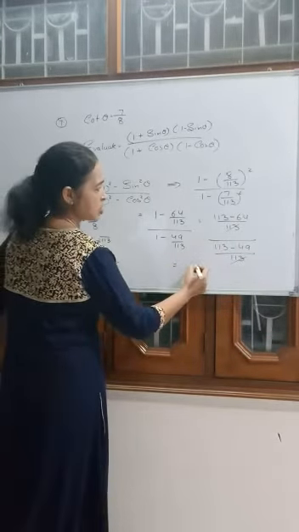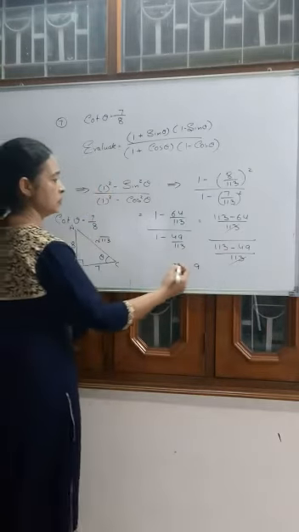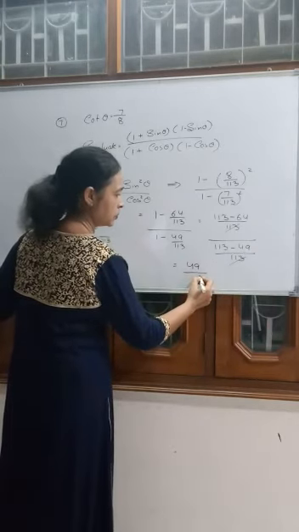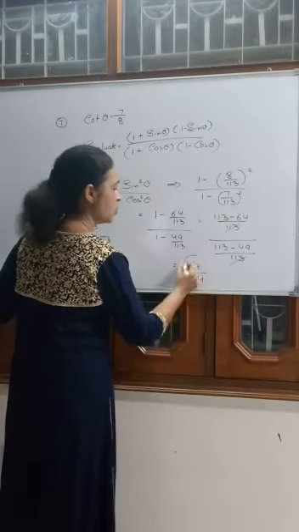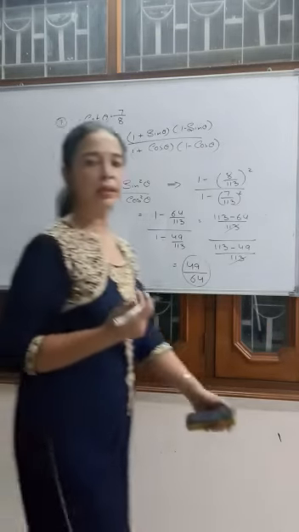113 minus 64, 49, upon 64. This is the answer. Hope you understood it. We'll do the next questions in the next class.